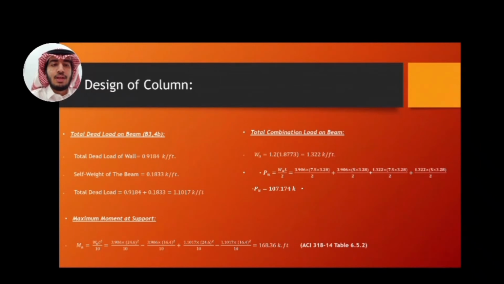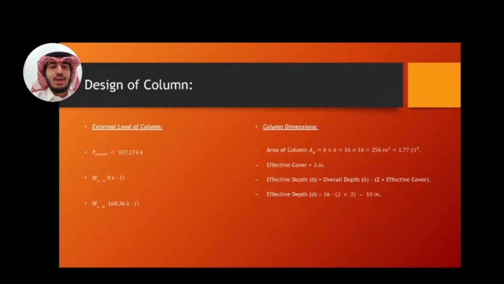Now calculating the Bu, which is equal to WL over 2. After finding Bu, we find the maximum moment at support, which is equal 168.36 kip-feet. Then external load of the column, which is P actual, and MUX, which is equal to 0, and MUY, which is equal, we just calculated 168.36 kip-feet.